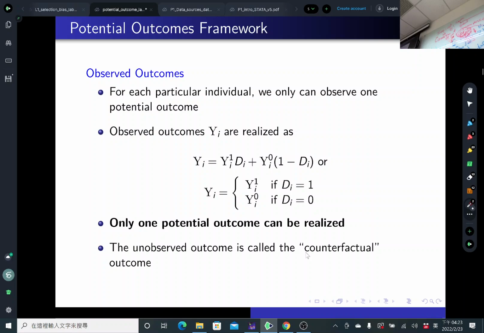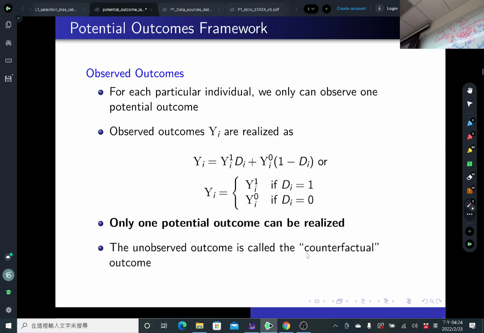We can define the observed outcome using this formula. The observed outcome Y, with no superscript, depends on your treatment status. If you get a treatment, Y1 will be realized. If you do not get a treatment, so D becomes 0, and Y0 will be realized. So the observed outcome depends on your treatment status, but only one potential outcome can be realized in the world.